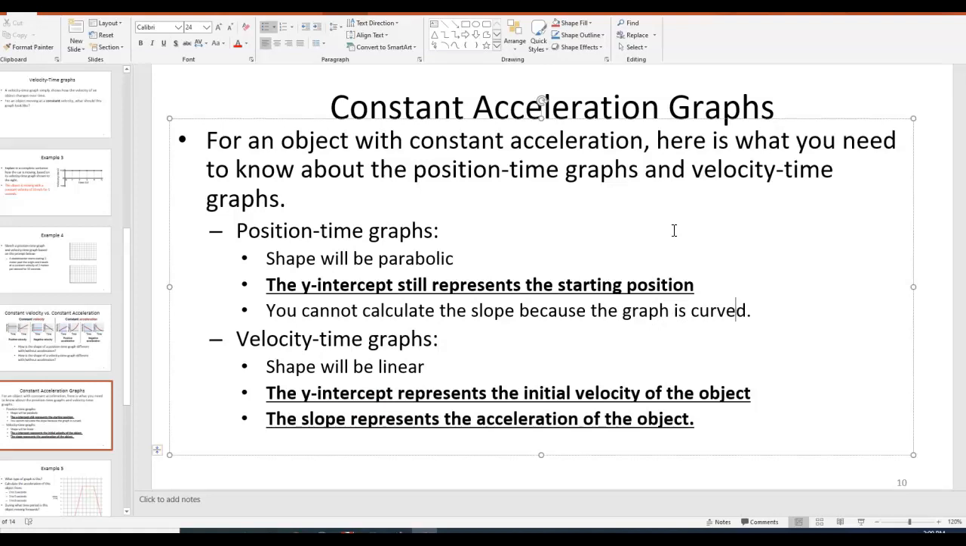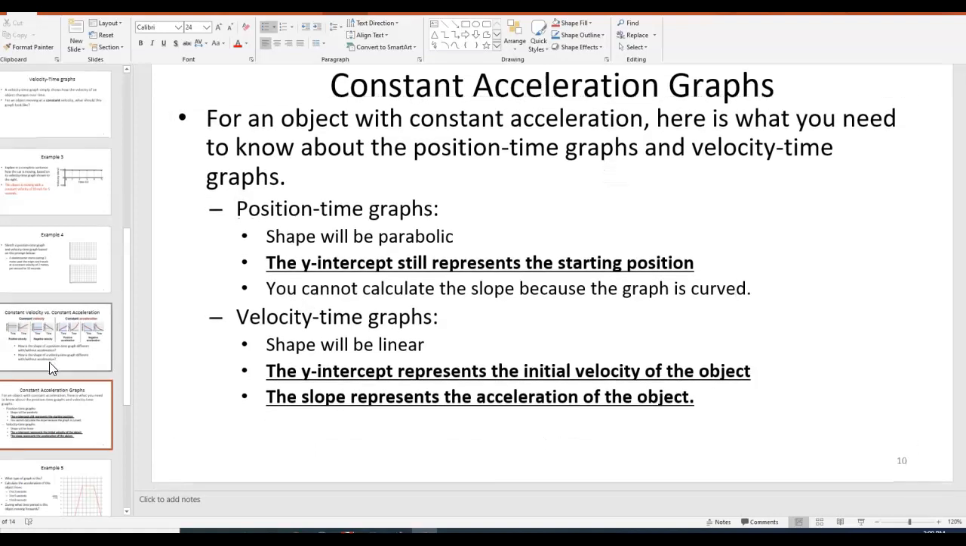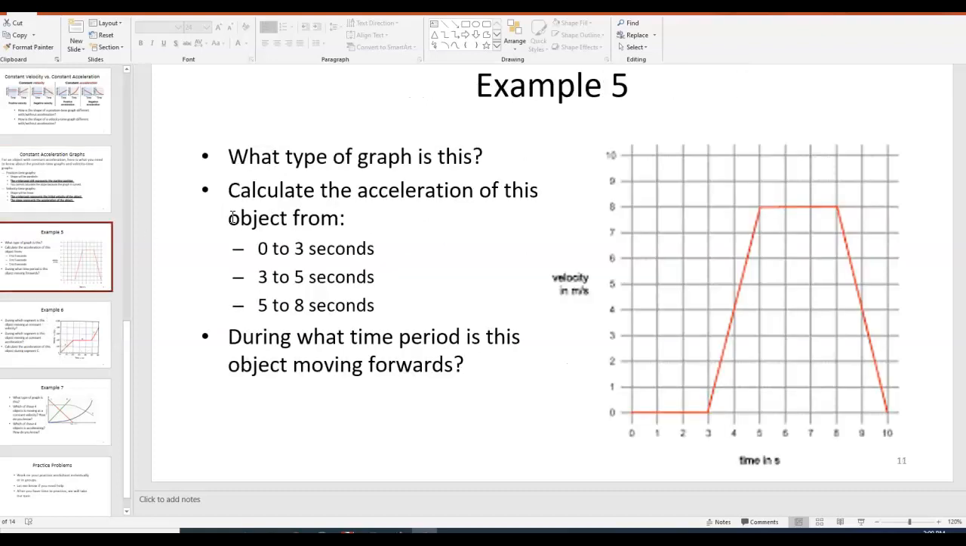Okay, remember, slope is rate of change. The rate of change of position is velocity. The rate of change of velocity is acceleration. That's like the definition of what acceleration is. So when you're looking at a velocity time graph, the slope of a velocity time graph represents the acceleration of the object. Okay, so just really quickly, let's take a look at example 5.